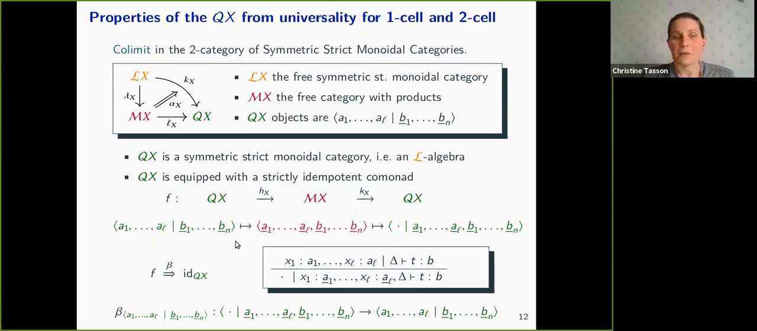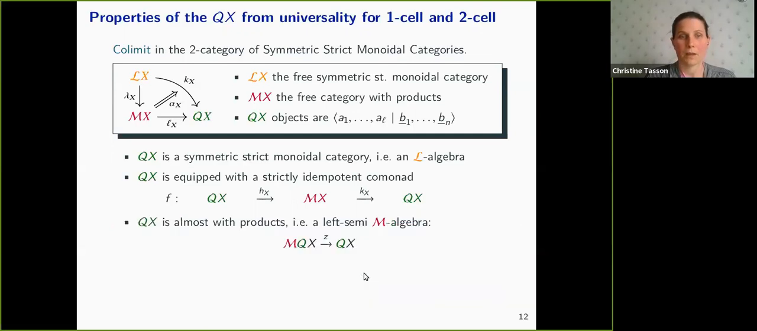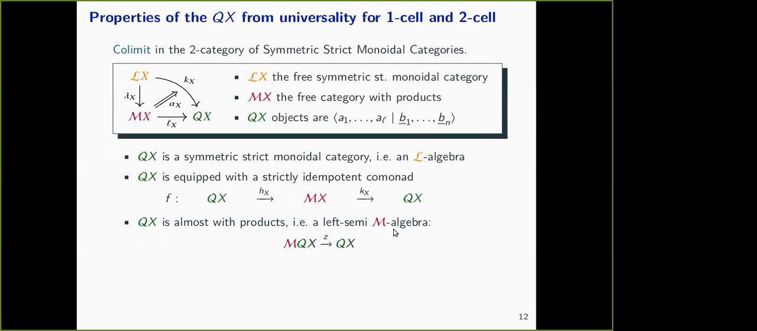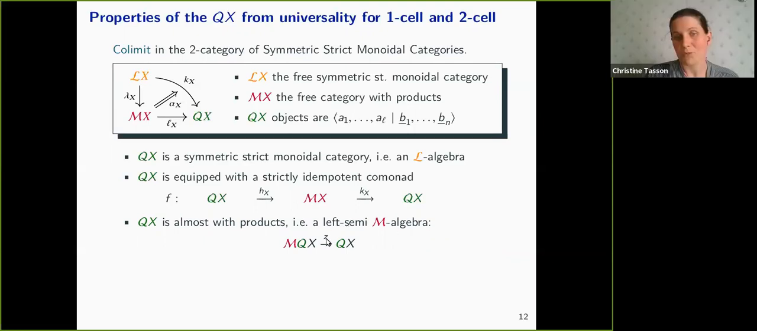And there is a 2-cell from F to the identity, which again has the same logical meaning, which says that if I know that T is using a linear variable, then I can just feed it with nonlinear ones. Then QX is a category with almost products. That means that I have a left semi-M algebra that is a map from MQX to QX.